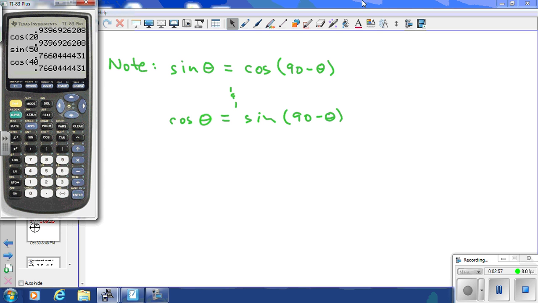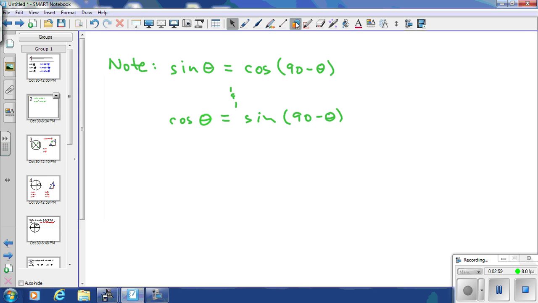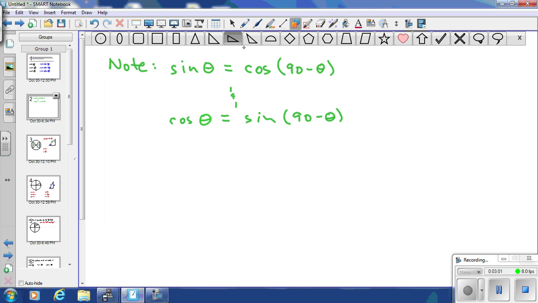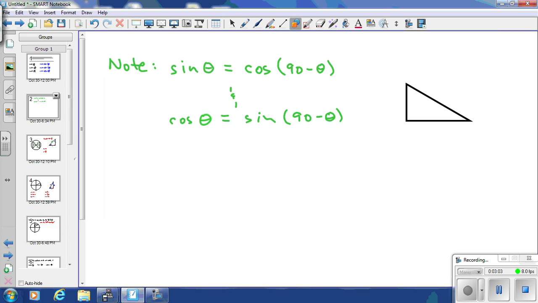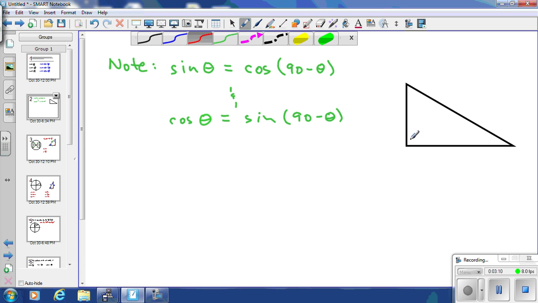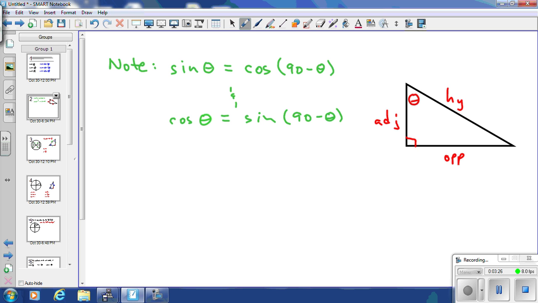Now why is that true? First off, the reason we want to look at a triangle, a right triangle, and when I draw a right triangle with, of course, a 90-degree angle in it, let's say I'm talking about this angle here as my theta. Well, that's going to be the opposite. This would be the adjacent, because it's next to it, and the longest side is always called the hypotenuse.